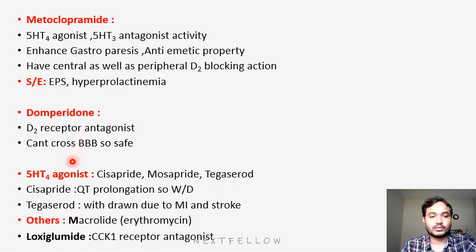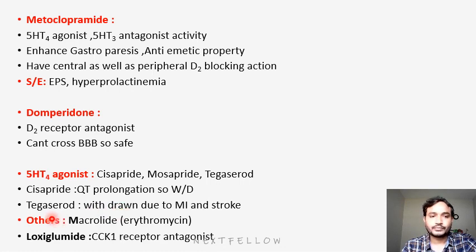Next group is the 5-HT4 agonists, with drugs like cisapride, mosapride, and tegaserod. Among these three, only mosapride is used. The other two were withdrawn from the market due to side effects. You have to remember the side effects because questions can be asked. Cisapride causes QT prolongation, so it was withdrawn. Tegaserod has a chance of MI and stroke, which is why it was also withdrawn.